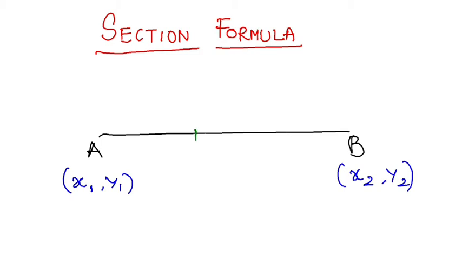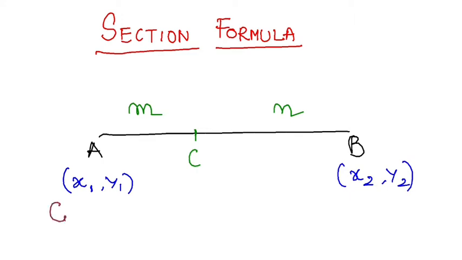Suppose here, let's say C, and let's say C has divided AB in the ratio m is to n, meaning AC to m and BC to n. Is the situation clear? A and B have coordinates x1, y1 and x2, y2. C has divided AB in the ratio m is to n. So now using the section formula you can find the coordinates of C.